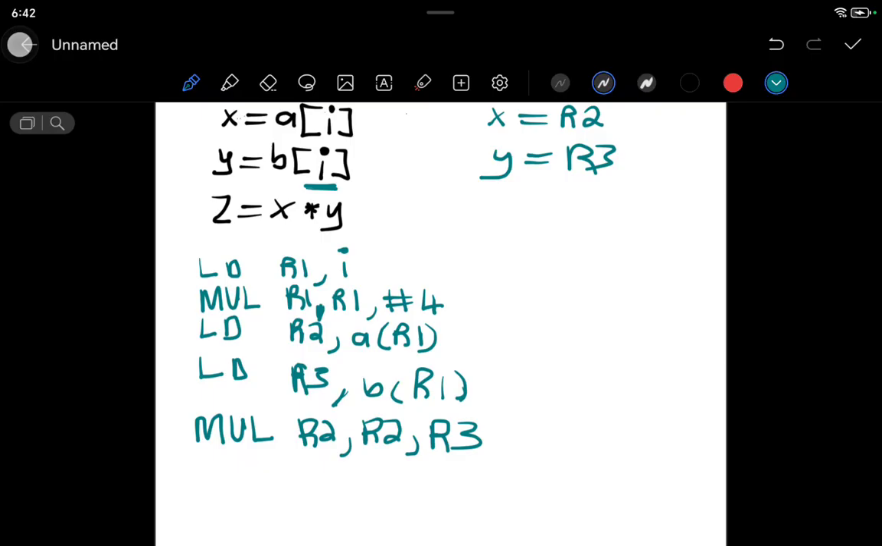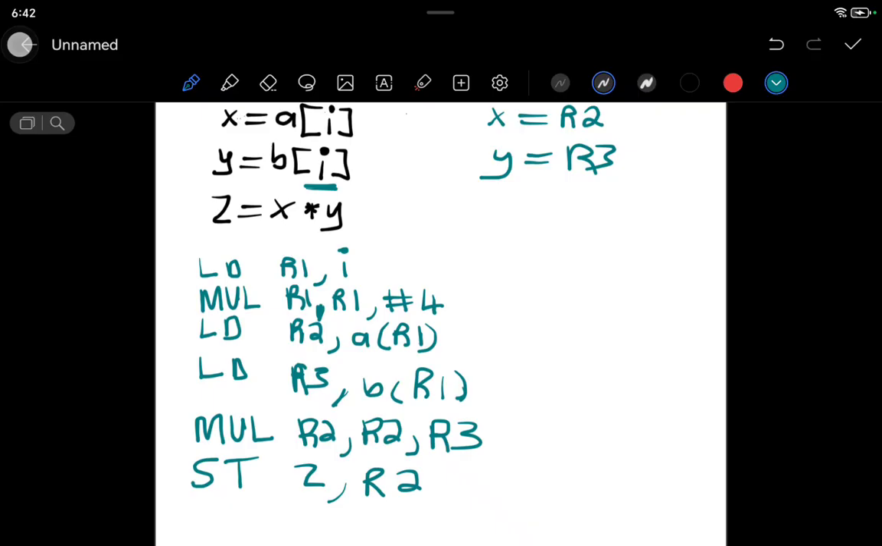And then what I can say here is that after multiplying them, I can store them into Z now. Now I'm storing this into Z. R2 into Z. So now let's check if we can optimize further. It's possible that we might be able to optimize.